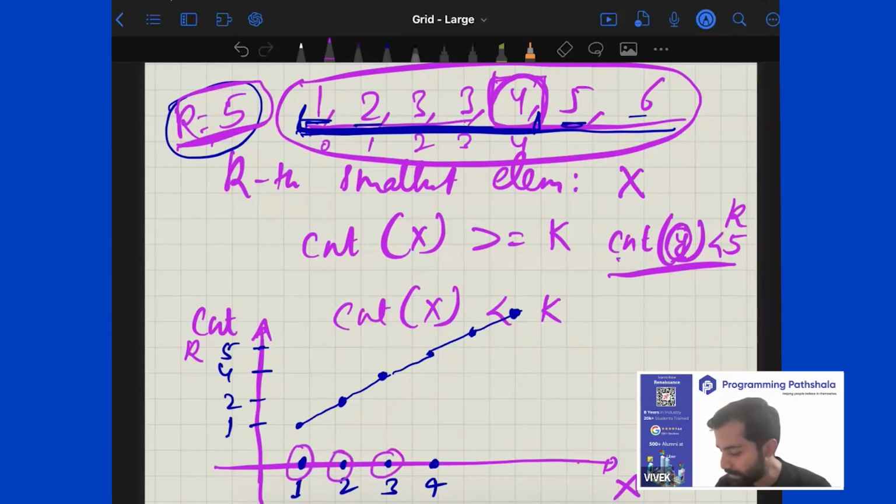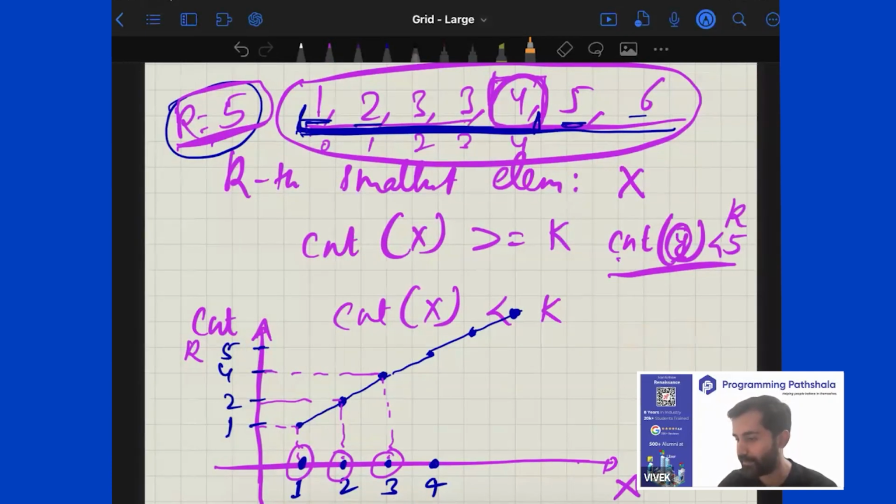Now, what I am saying is that if for some value the count was smaller than k, like you can see, for 3 the value is 4, for 2 the value is 2, for 1 the value is 1. So if for some values the count comes out to be smaller than k, what does that mean? That means that value is smaller than your actual answer. So your answer must be lying on the right side. Do you now get this point?